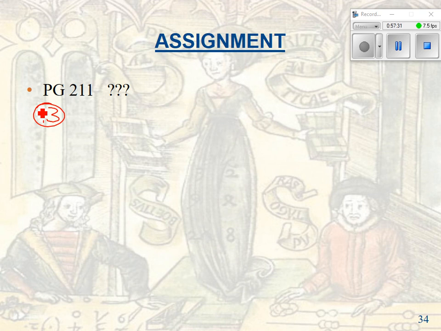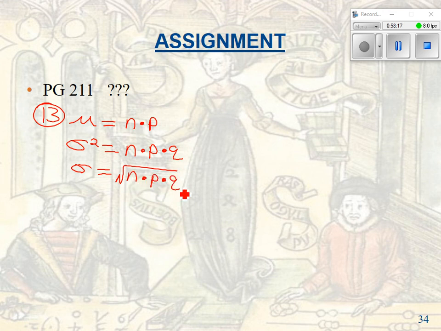13 says find the mean, variance, and standard deviation. So we want the mean, variance. I should have made you tell me what each symbol is, since we seem to be having trouble with that. To find the mean for a binomial, mean is just n times p. Variance is n times p times q. And then standard deviation, which is sigma, is the square root of n times p times q. You can have all this stuff in your calculator, and do the first one, then go to the second one right away, then the third one, same thing.